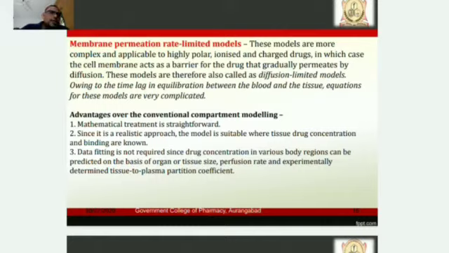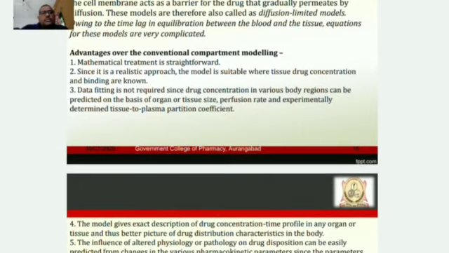Owing to the time lag in the equilibrium between the blood and tissue, the equations for this model are very complicated. Now we'll see the advantages over conventional compartment modeling. Mathematical treatment is straightforward. Since it is a realistic approach, the model is suitable where the tissue drug concentration and binding are known. It is applicable only when the tissue drug concentration and the binding are known.